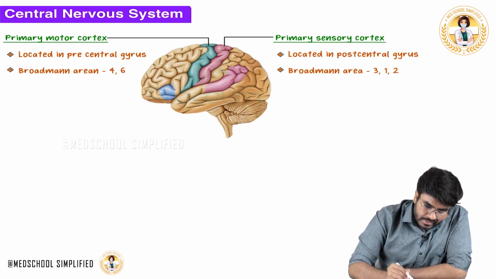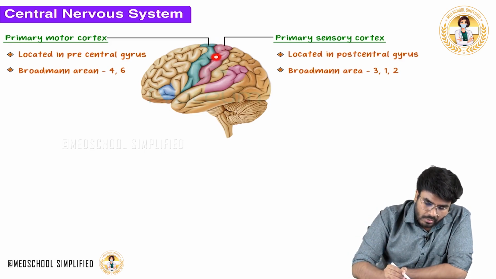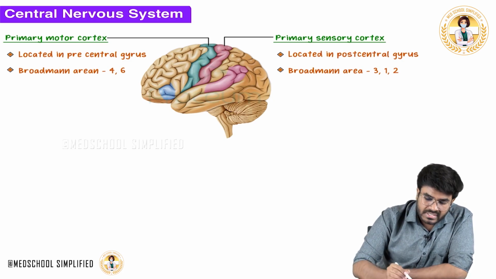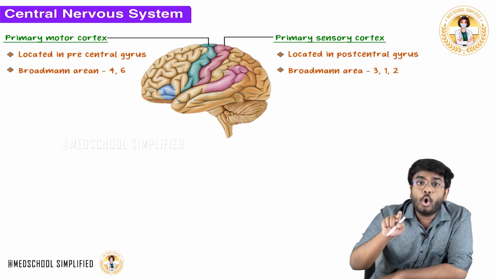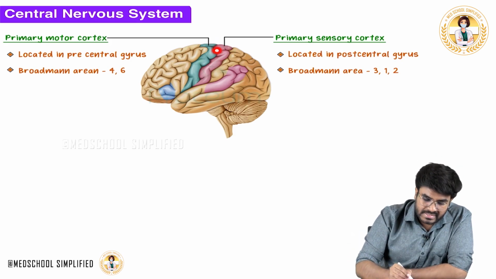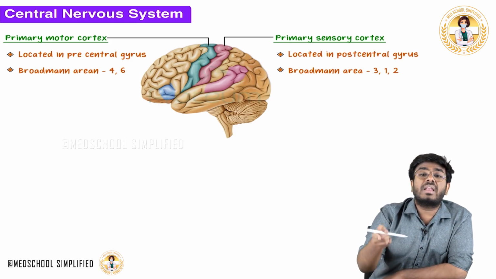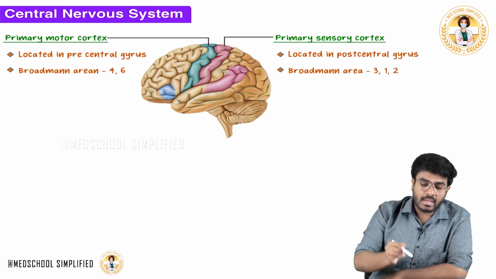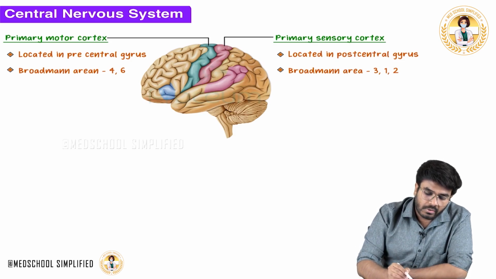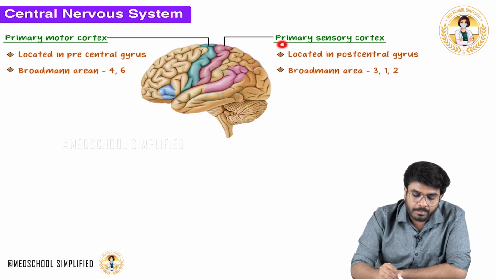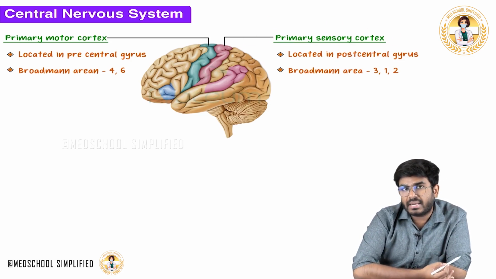Guys, please look here. Whatever I am pointing at here is called the central sulcus. Sulcus means a depression. Back to the central sulcus, you have a gyrus, which is an elevation, and what I am showing you here in pink color is the gyrus. Behind the central sulcus you have the gyrus called post-central gyrus, post meaning back. This post-central gyrus is called the somatosensory cortex or the primary sensory cortex.